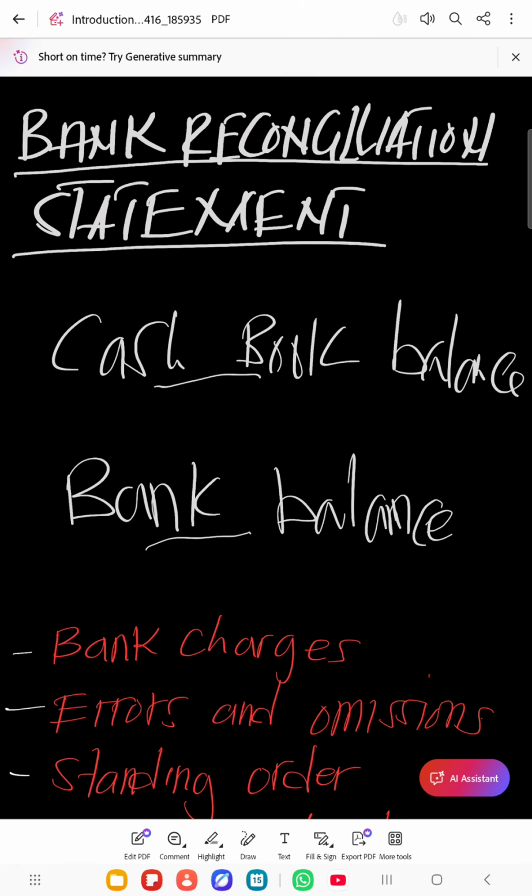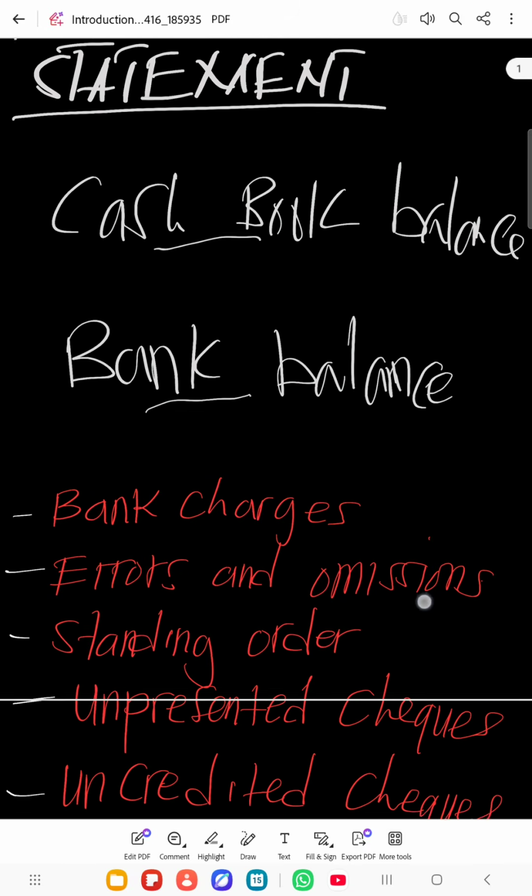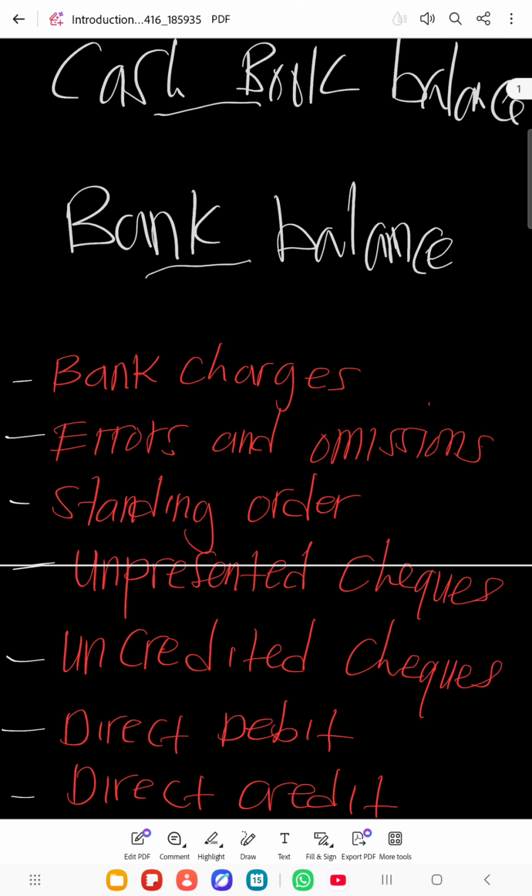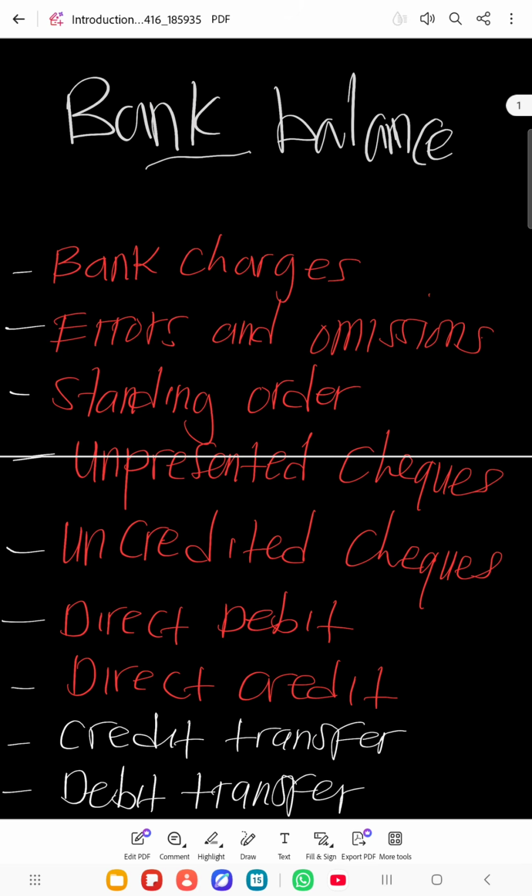So in most cases, these businesses, they receive bank statements on a monthly basis. So we prepare bank reconciliation statements on a monthly basis. This is when we reconcile the two balances. And then if you check there, the ones I was talking about, these differences that cause the two balances to differ. The first one here, we have got bank charges.